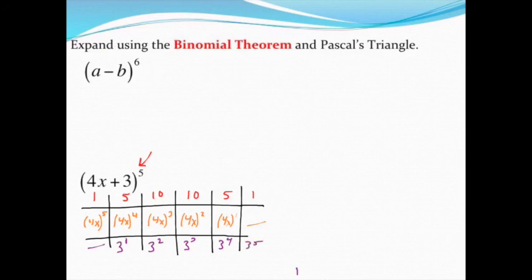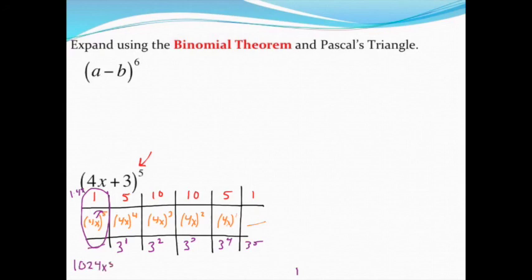To get my actual expanded answer, I'm going to take each of these columns and multiply them together. What you want to be really careful of this time is that I'm not just going to end up with Pascal's triangle numbers as coefficients. I need to multiply 1 times 4 to the 5th power because I need to distribute that exponent. So using a calculator to do 1 times 4 to the 5th, I end up with 1024 x to the 5th power.